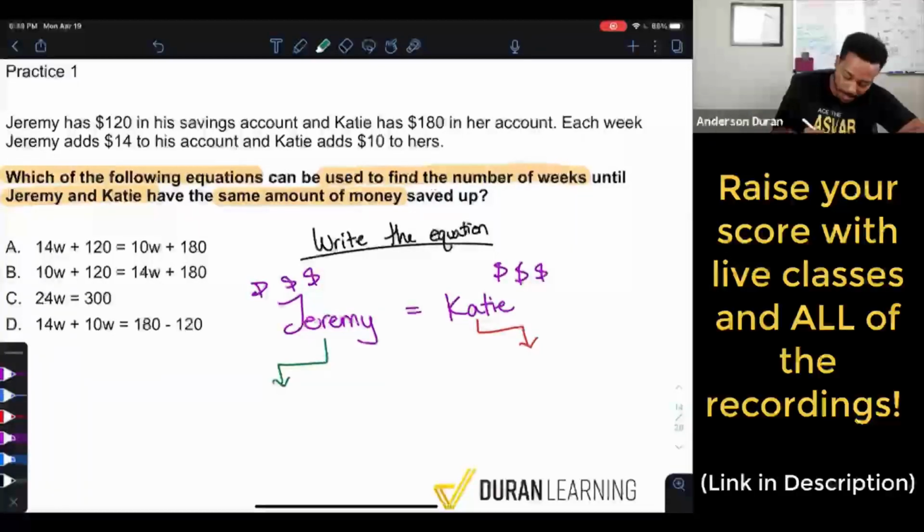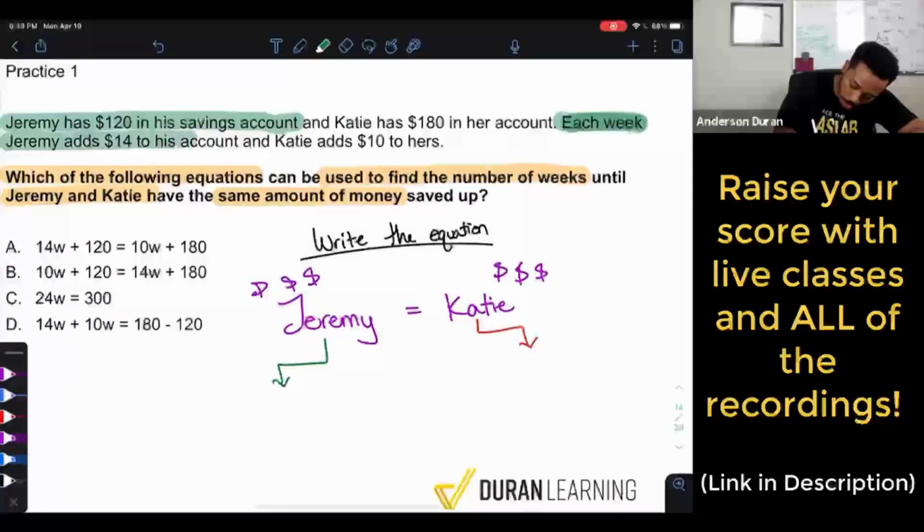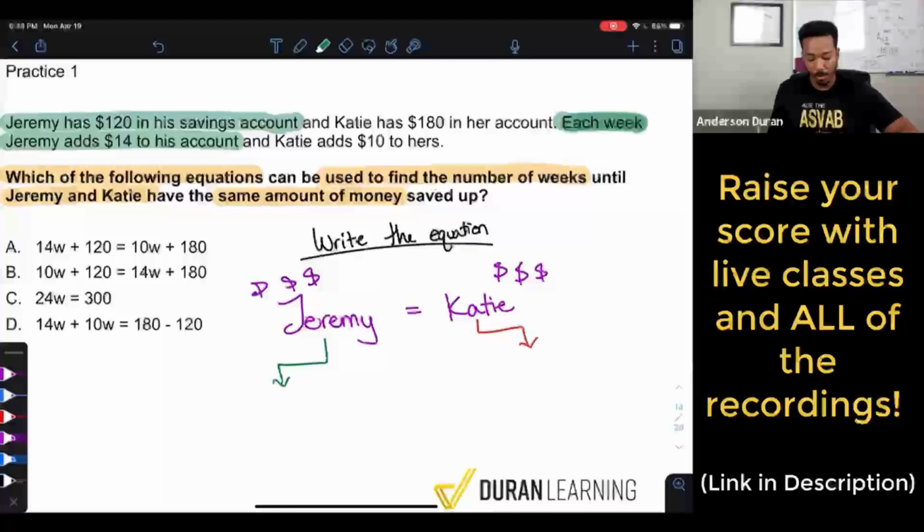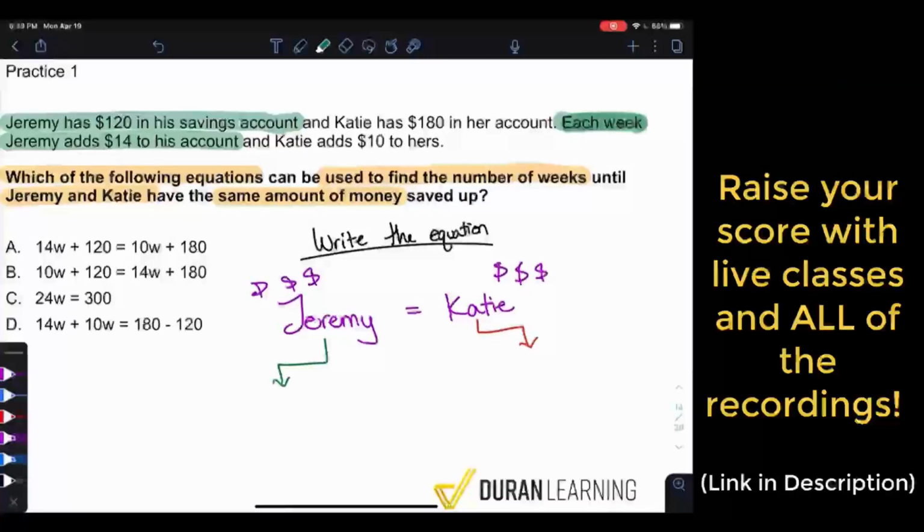Follow along. Jeremy has $120 in his savings account. And then we see that each week, Jeremy adds $14 into his account. So let's take a look at this. Everybody, is $120 for Jeremy a starting amount or is that something that is going to be added on every week? Starting. Yeah, that's a starting amount.